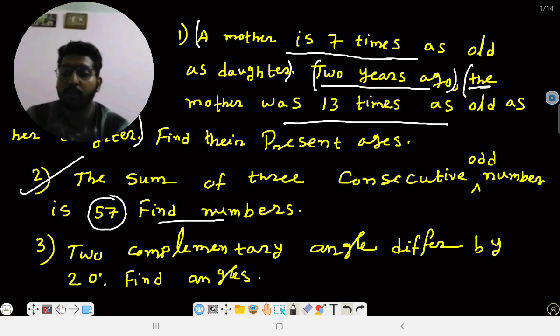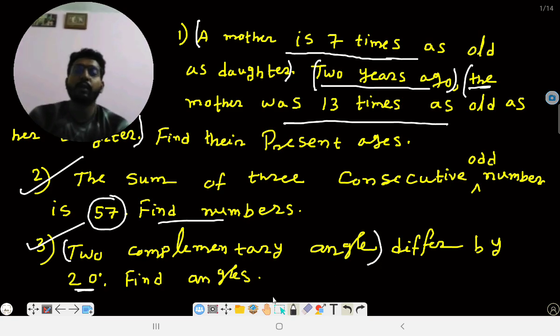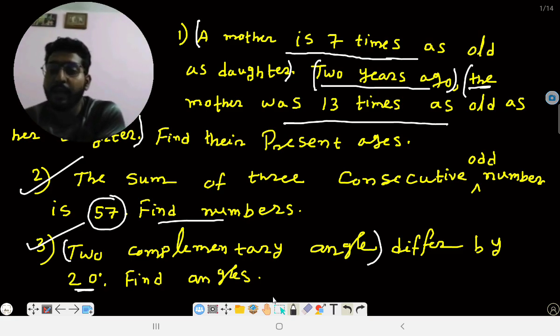Now we'll move to question number 3. Two complementary angles differ by 20 degrees. Find the angles. So first of all, what are the key points? First, it is given two complementary angles. So what are complementary angles? If the sum of two angles is 90 degrees, then one angle is called the complement of the other.